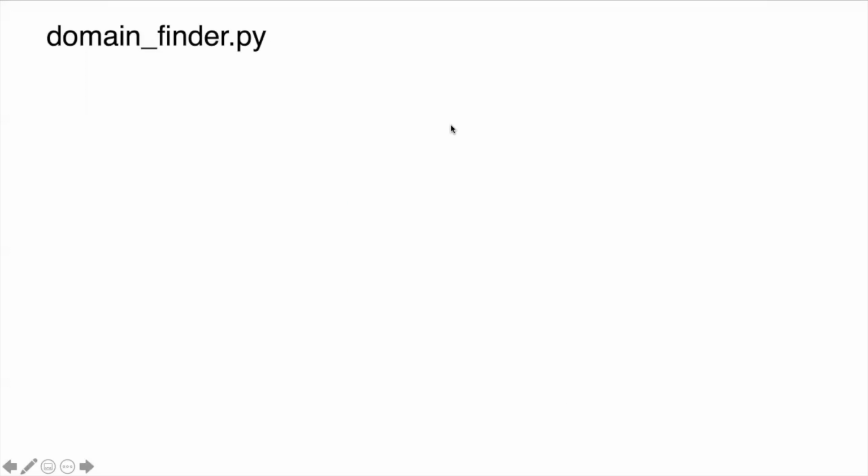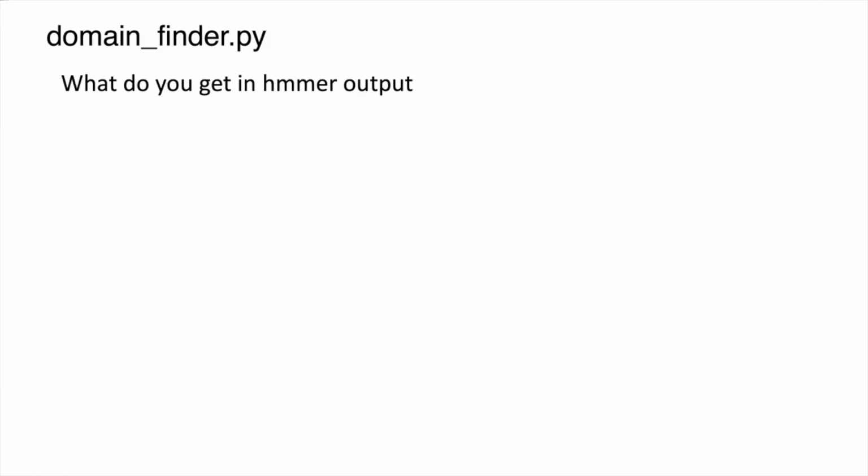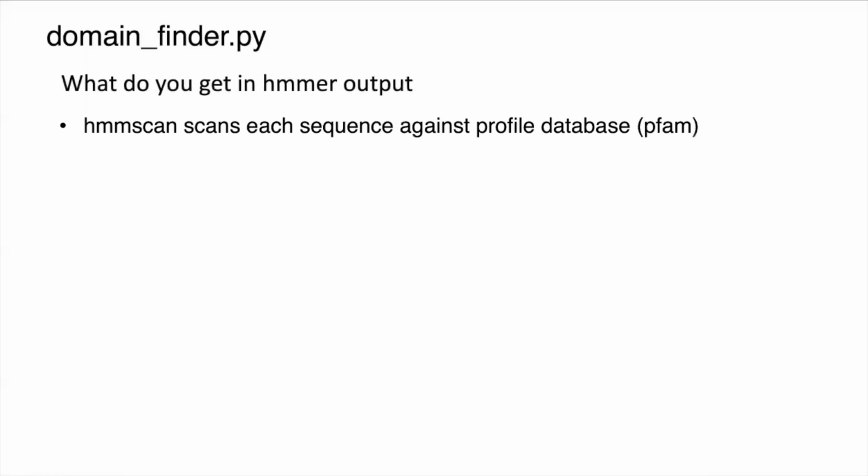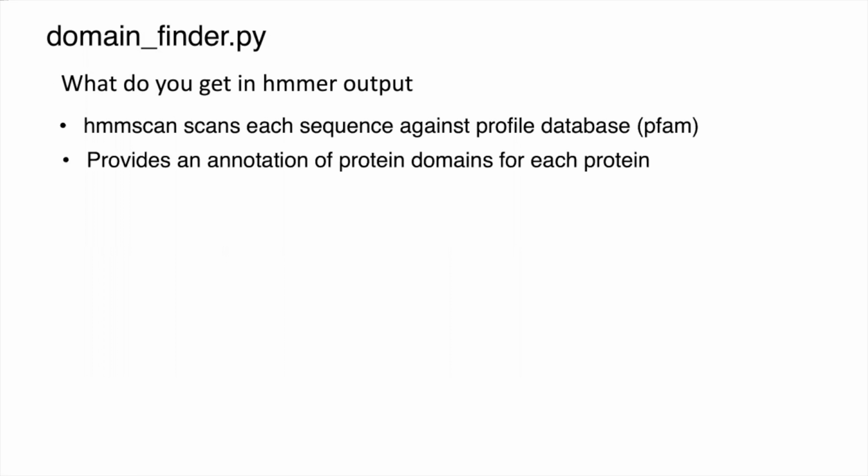Let's look at what each script is doing. The first one is domain finder. If you remember, I told you before, to run this script you will need an output from a software called HMMER. In this HMMER software, there's a module called hmmscan that scans your sequence against a profile database, and it will give you an annotation, which is simply a table describing things such as where the domain is, places they are found in the protein, and the alignment details.